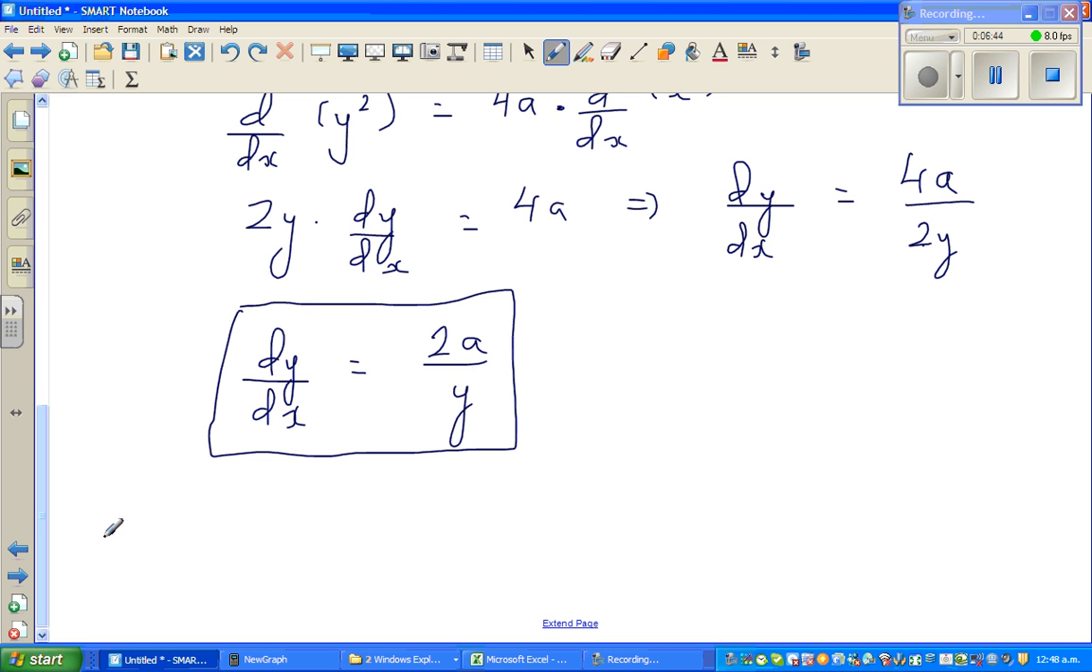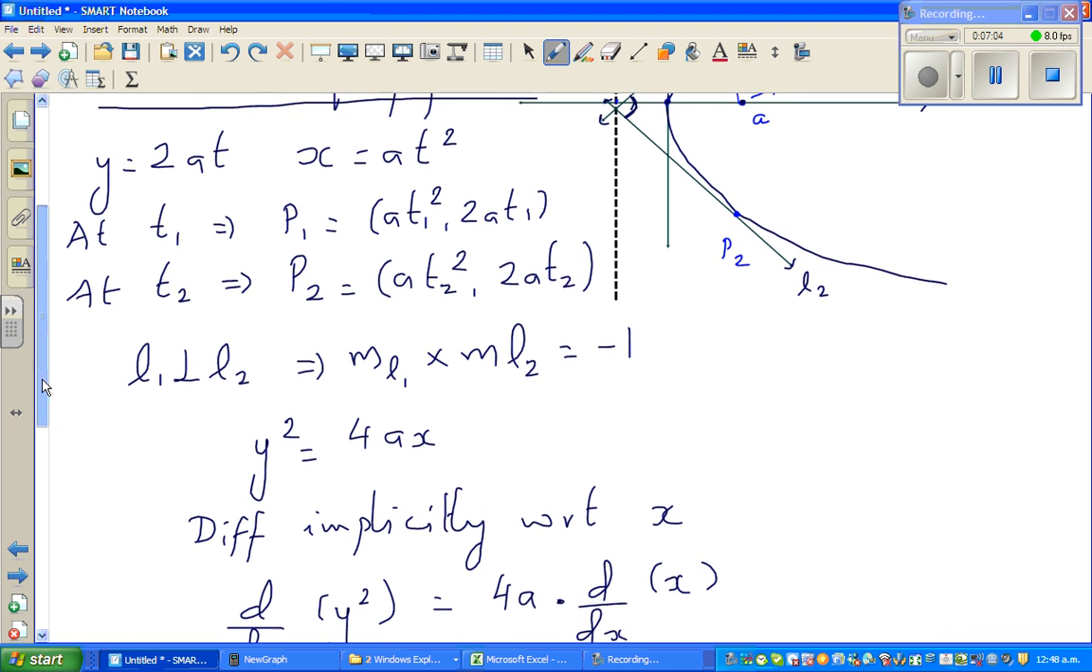Okay, so therefore you can say ML1, that means the gradient of L1, would be 2a over, what's the y coordinate at P1?